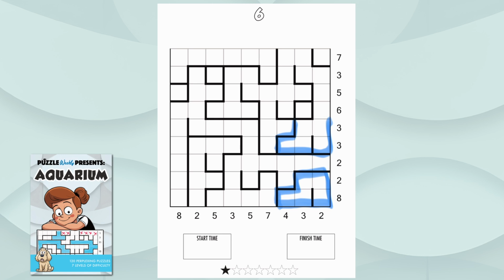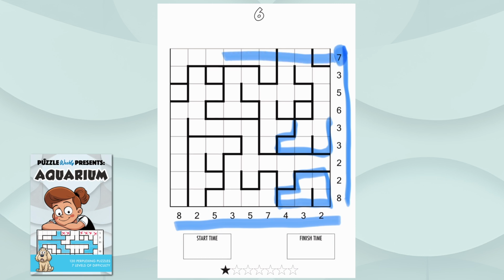is to fill these aquariums with water in such a way that the number of filled cells correspond to these numbers on the side and on the bottom. The side numbers tell you how many cells need to be filled in each row, and the bottom numbers how many cells in each column.